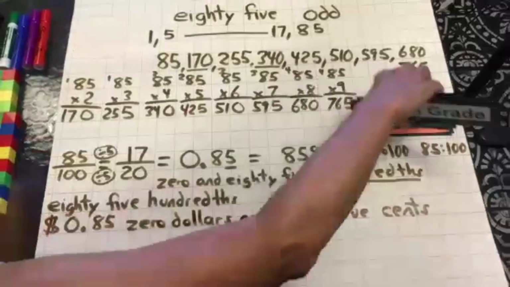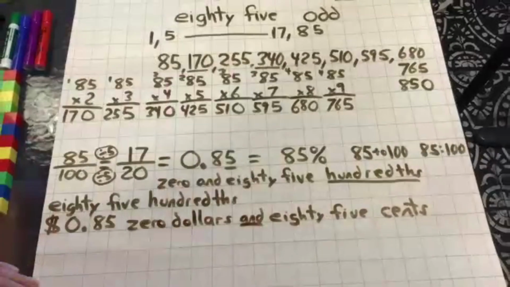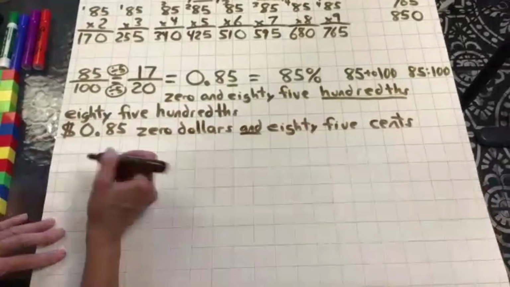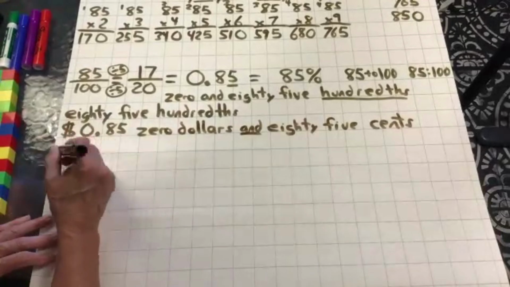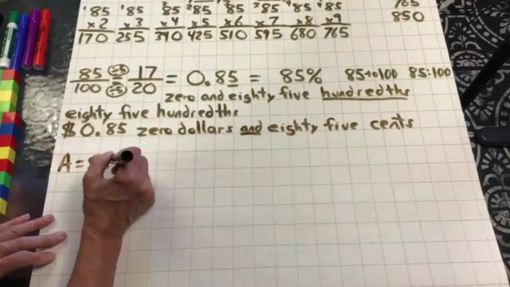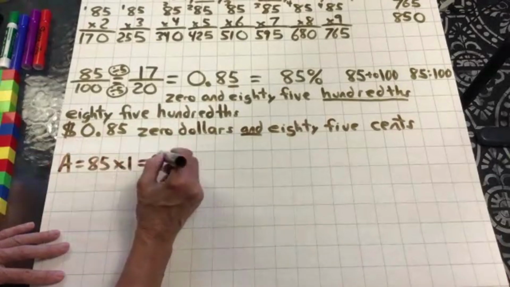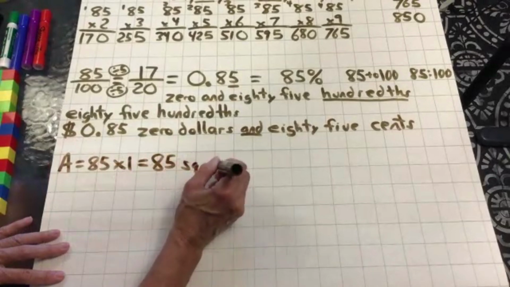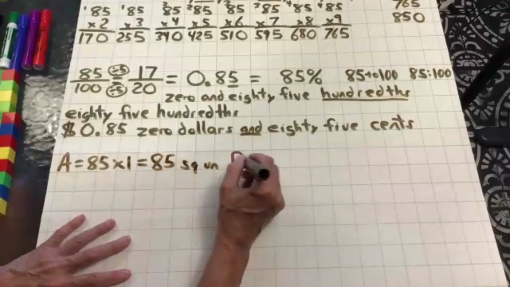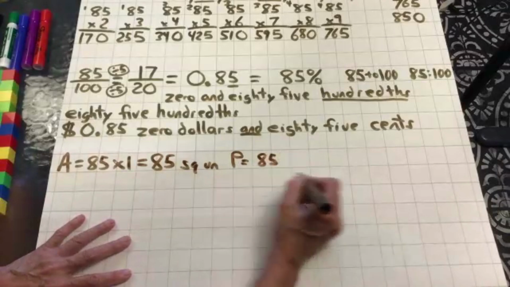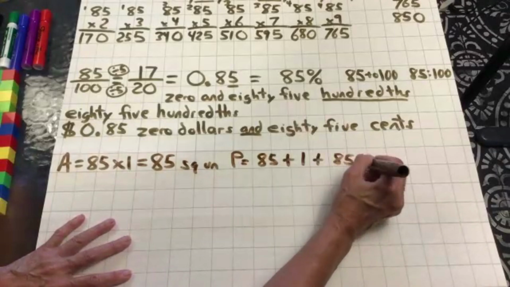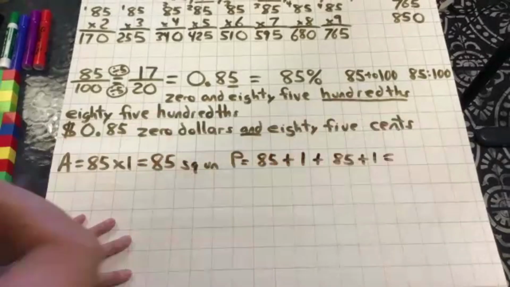Now we're going to move on to area and perimeter. And I've stopped drawing the pictures to save time for your classroom. So hopefully you can draw pictures too to some of them. So let's start off with our first one, which would be an area would equal 85 times 1, which would be 85 square units. We always do square units for area because it's flat and it's just square. And then our perimeter of that would be 85 wide plus 1 deep plus 85 wide plus 1 deep. So we're going around the rectangle.